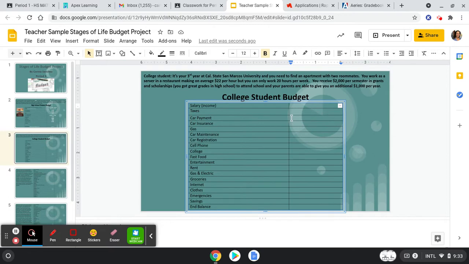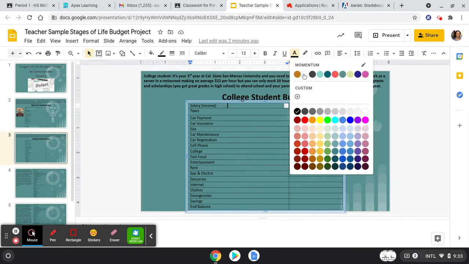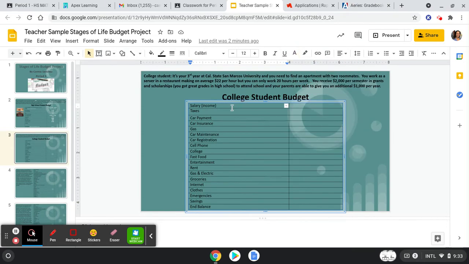So to calculate the salary income, there's a couple things going on. I'm actually going to just type it right here in this little part. We've got the $22 per hour times 20 hours per week. So grab a calculator and do this real quick. 22 times 20. I'm getting $440 per week.